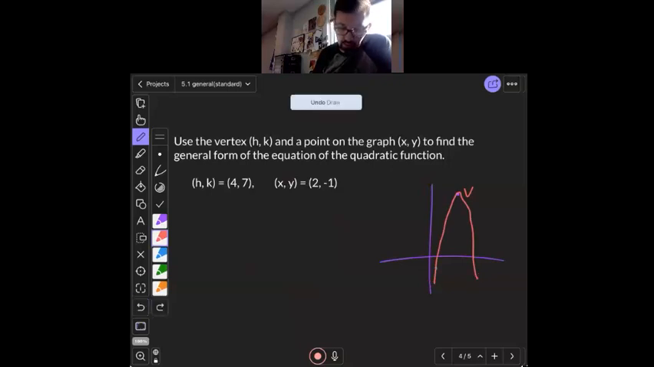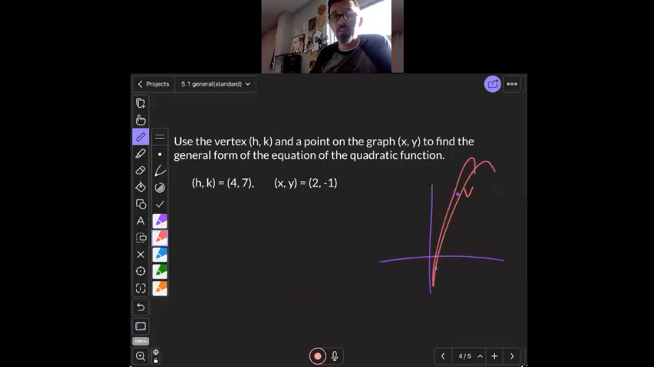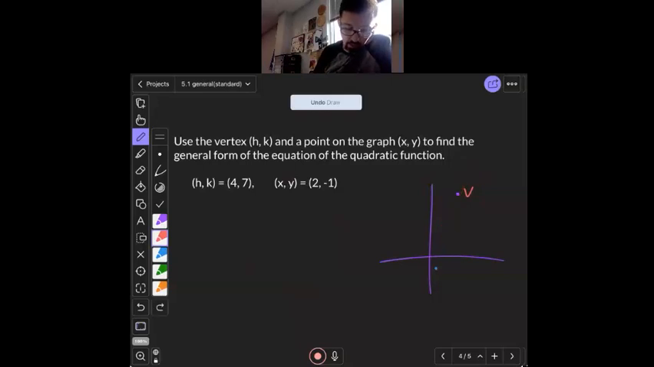If they had just given me any 2 points on a curve and said, hey, there's a quadratic equation that goes through these 2 points, there would actually be an infinite number of curves that we could draw through that. So it has to be specifically told to us that one of those points is the vertex in order to make this process simpler. Because we know that, we can find that one particular curve.